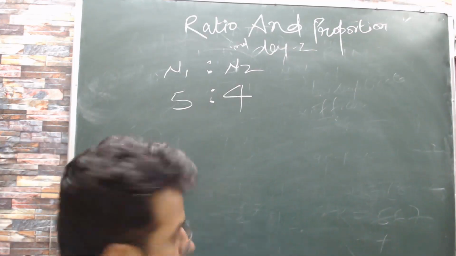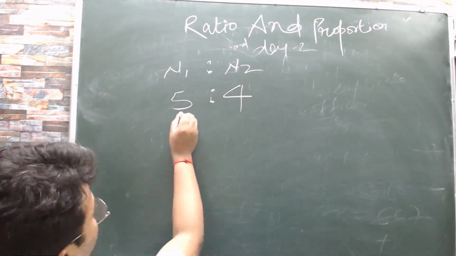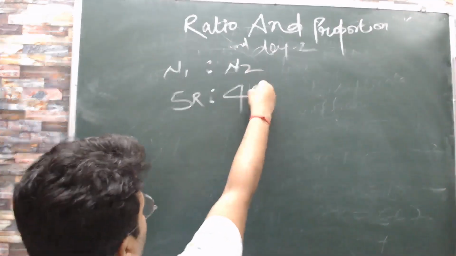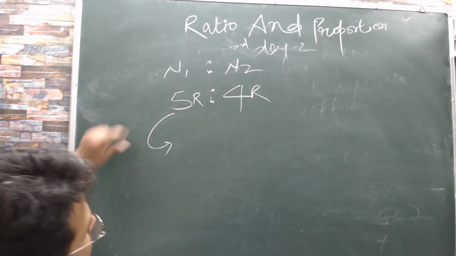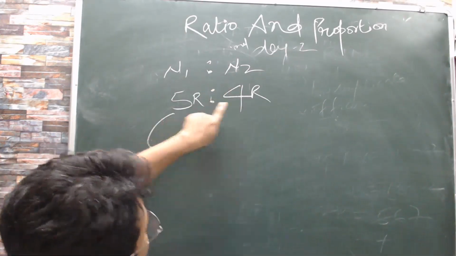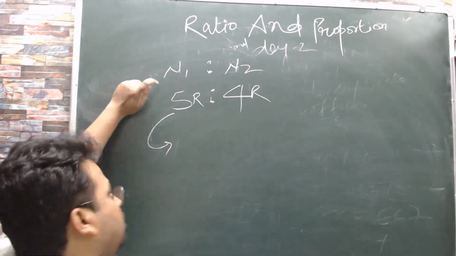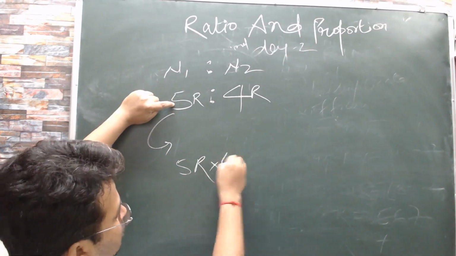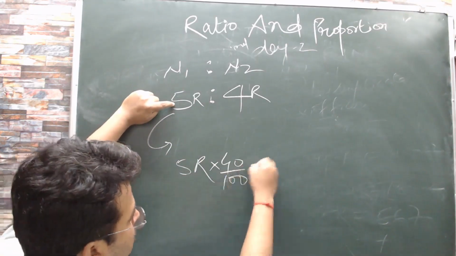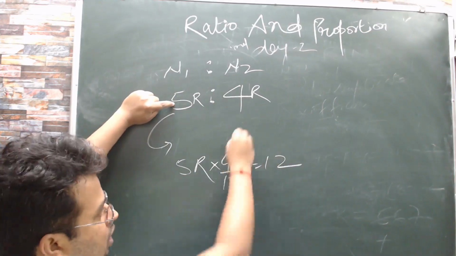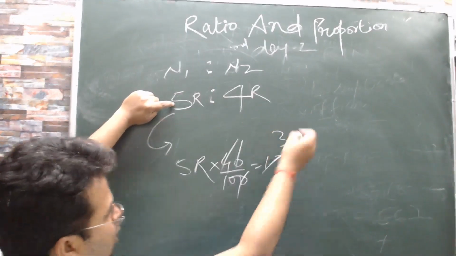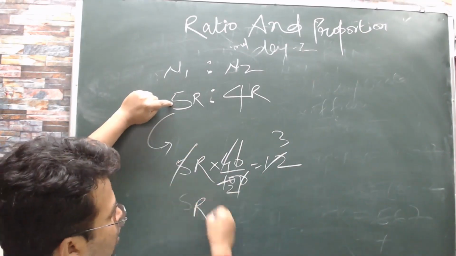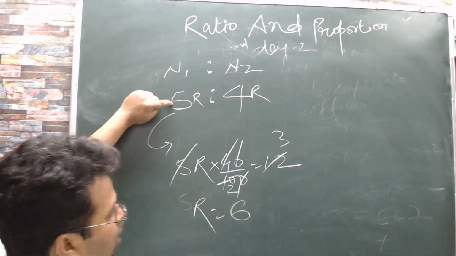Anyone? Okay, see here. Here you will take R, here R. So the question is saying this is the two numbers. In ratio we multiply R everywhere, right? So the question is saying 40% of the first number is 12. Zeros cancel, 4 goes to the other side. So 5 times 2 is 10, 5R is 12, this 2 will multiply here. So the value of R is 6.